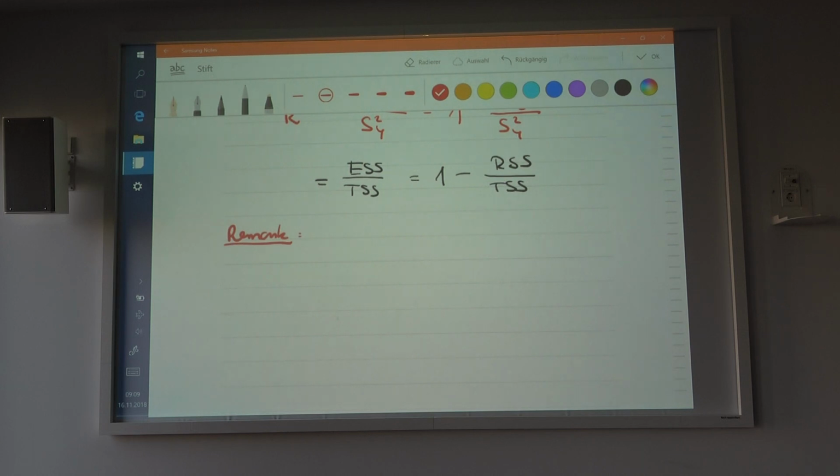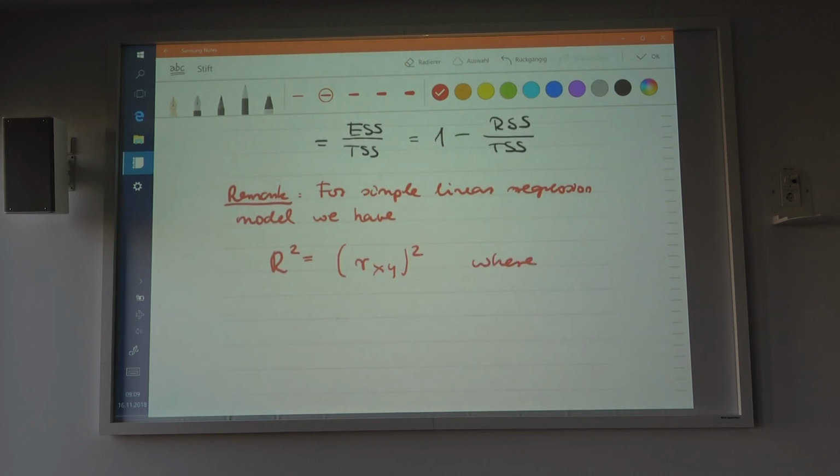So for a simple linear regression model, guys, simplicity means that there is just one explanatory variable. Simple doesn't mean that it's easy to calculate. So for a simple linear regression model, the coefficient of determination is equal to the square of the correlation coefficient, and the correlation coefficient is the covariance divided by the product of the standard deviations.